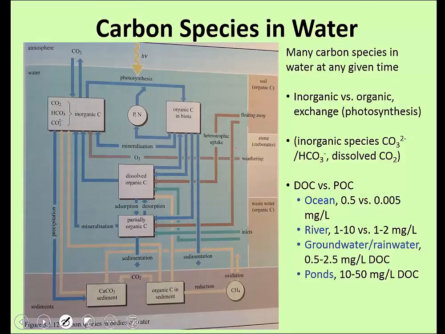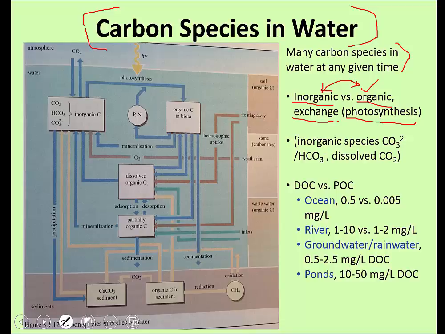All right, I know I keep harping on this, but carbon species in bodies of water. This is where we're going to end up with this section. There are going to be thousands of different carbon species in water at any given time, but you can break them up more or less into two categories, inorganic or organic. The organic is going to be a much larger category than the inorganic, but very important to us is the exchange of carbon species between the organic and inorganic, and again, it's based on photosynthesis.